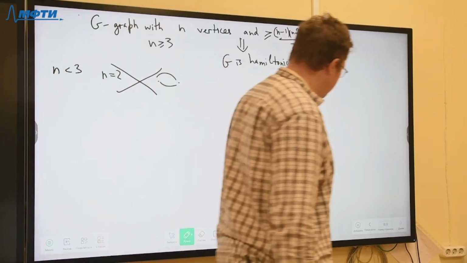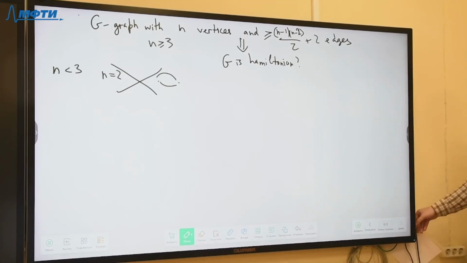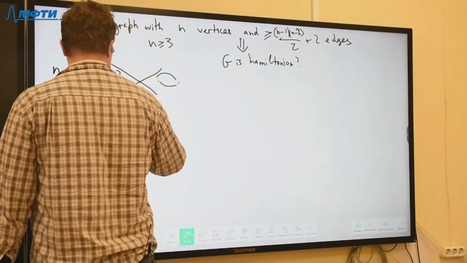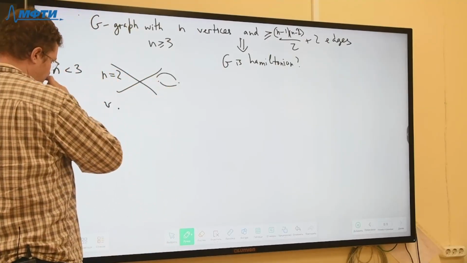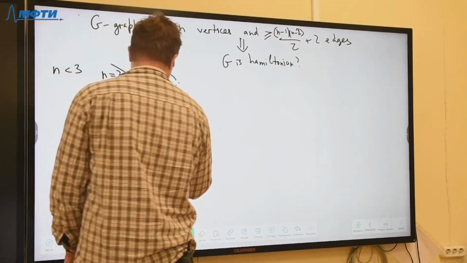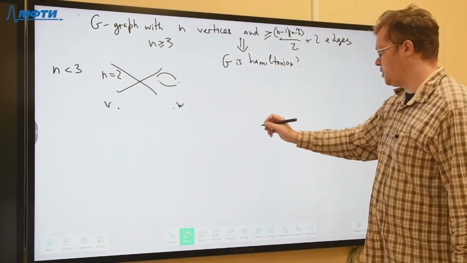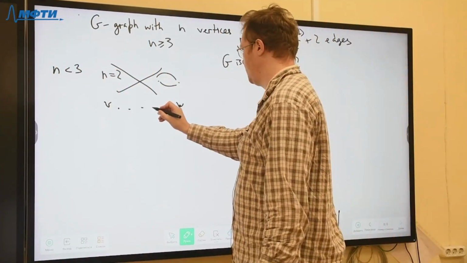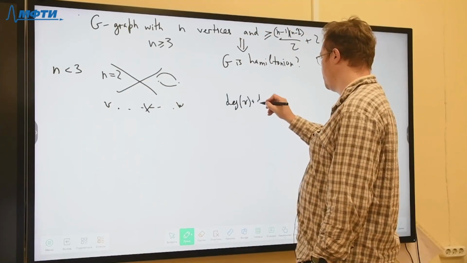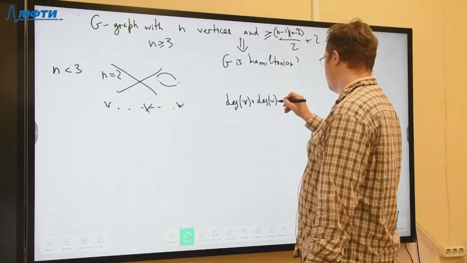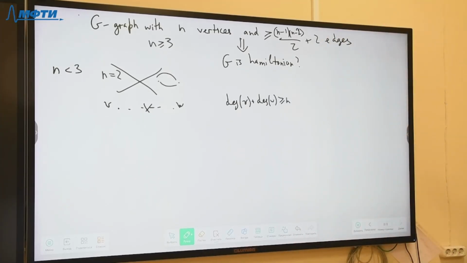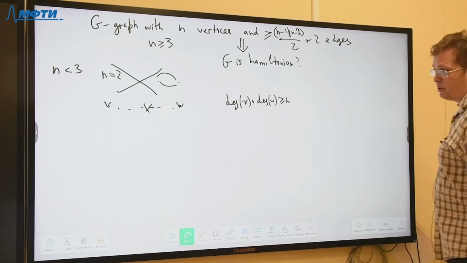Yes, do you have any thoughts? So we just need to check. What do we need to check? We need to take two nodes, V and W, which have no edge between them, and then check that the sum of the degrees is more or equal than n. This is the Ore's theorem for the graph to be Hamiltonian.